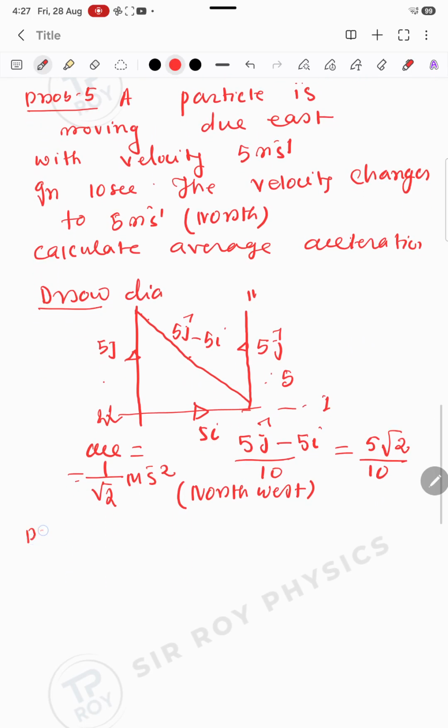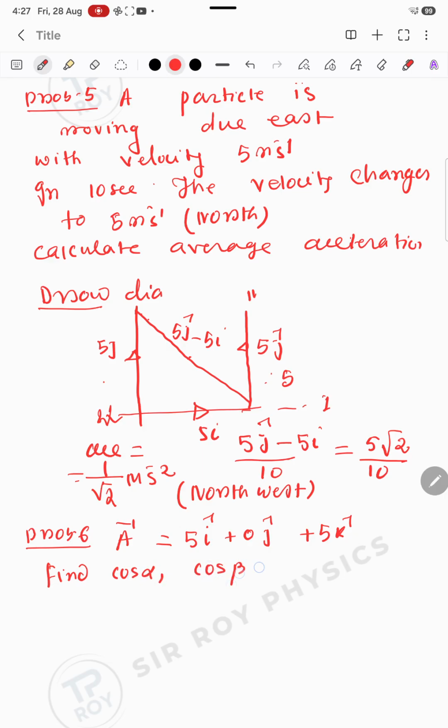Problem number 6. A is a vector 5i plus 0j plus 5k. Find out cos alpha, cos beta, cos gamma. These are the direction cosines, we know.